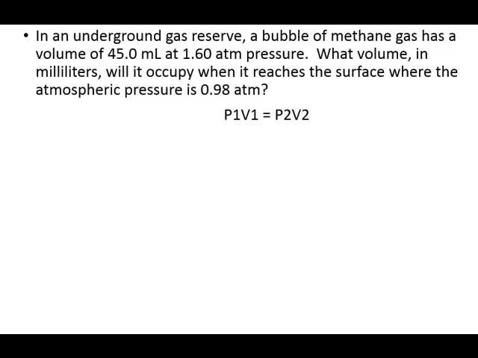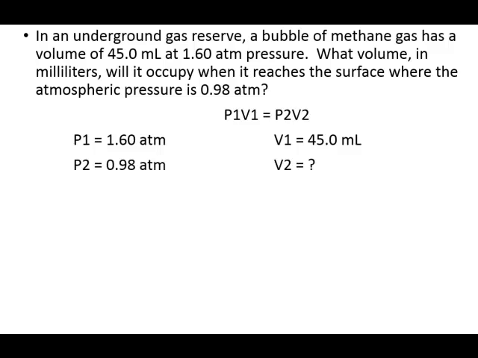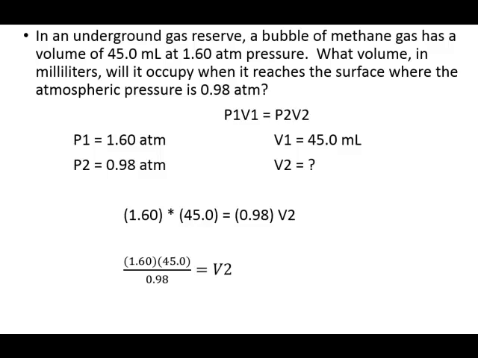So I have to pick out the values from the problem. My initial pressure is 1.60 atmospheres, my initial volume, 45 milliliters. My final pressure is 0.98 atmosphere, and I'm looking for my final volume. So I plug those in, and I see, aha, to isolate V2, or get V2 all by itself, I just have to divide both sides by 0.98. So I do that. Now I plug that into my calculator, and I get an answer of V2, my final volume, is 73.5 milliliters.